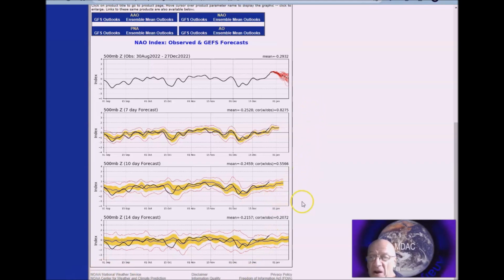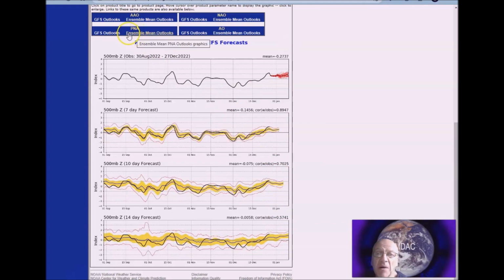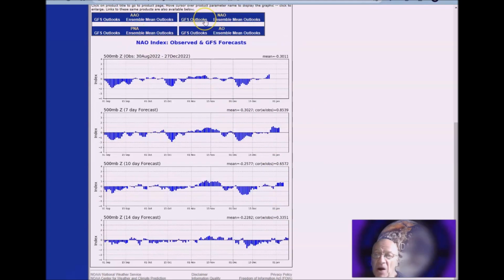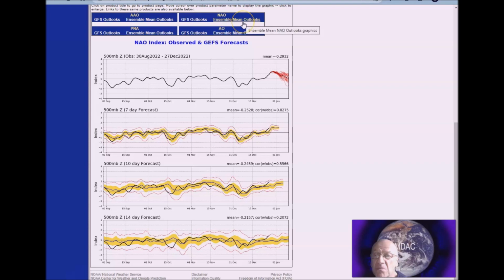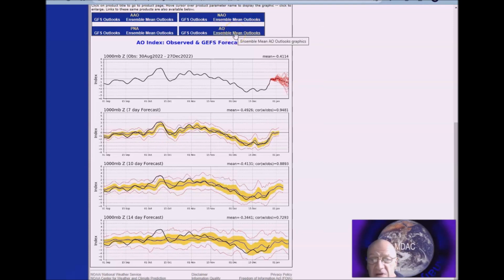You can see the NAO will be positive. And we look at the PNA, that's positive, the NAO will also be positive to near neutral. And the AO goes from positive to negative. So little differences in the pattern as we go through the period closer to the middle of the month. I think that's when a change may occur again.